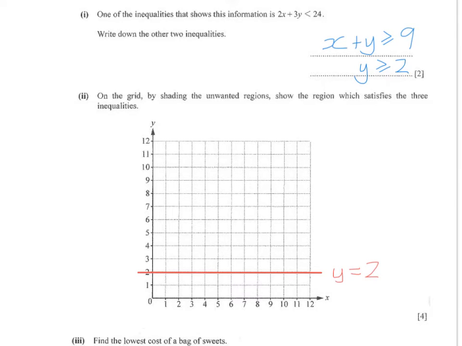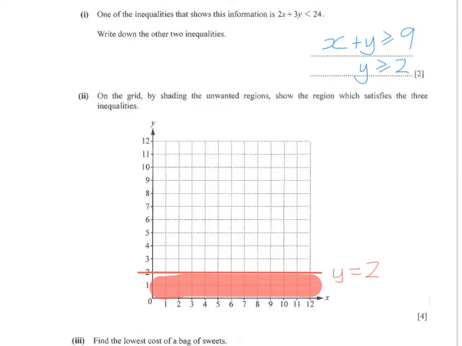I've been asked to shade the unwanted region, so all the stuff below that line, I don't want any of that. That's not perfect, but it'll do the job. So anywhere in that red bit, bad news, we don't want to see it. So we're left with loads of different possibilities above here now. So let's narrow it down now by looking a bit more at some of these other inequalities. So we'll use this one now.